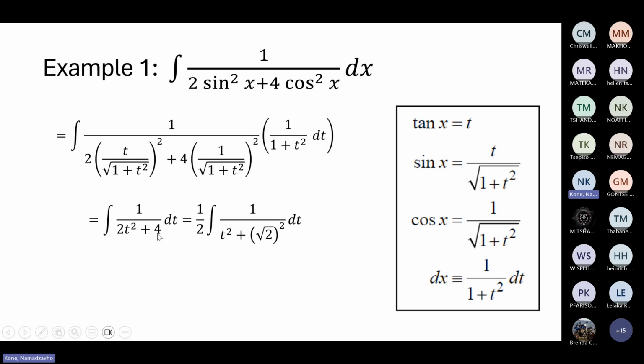That's where you get this 4 that is there. I think that is where I stopped. Now, let's continue to see what we have here.